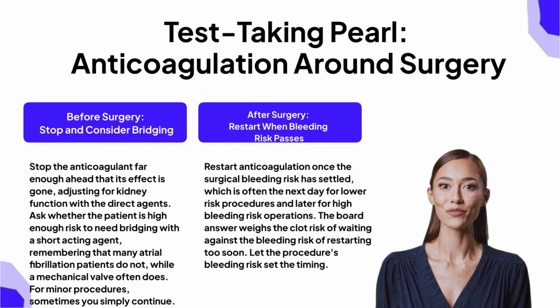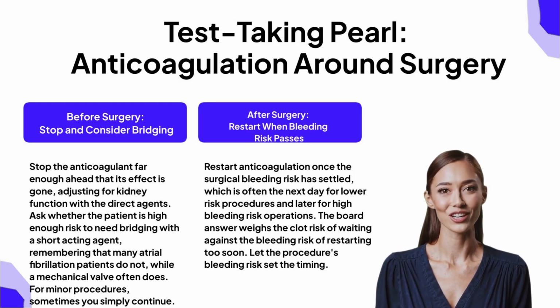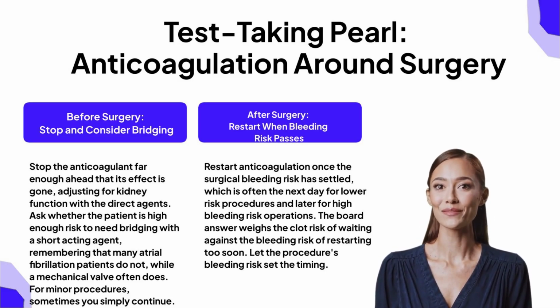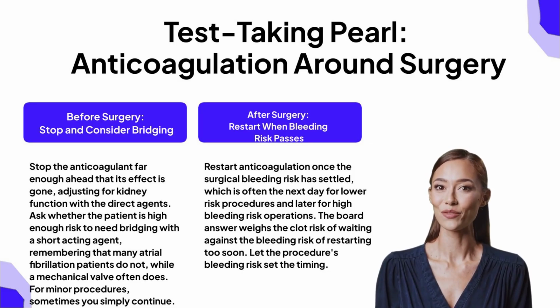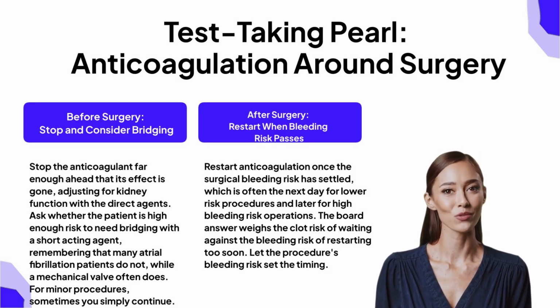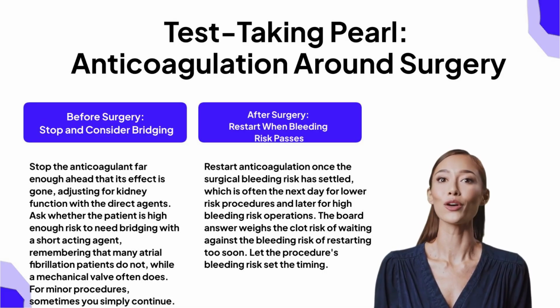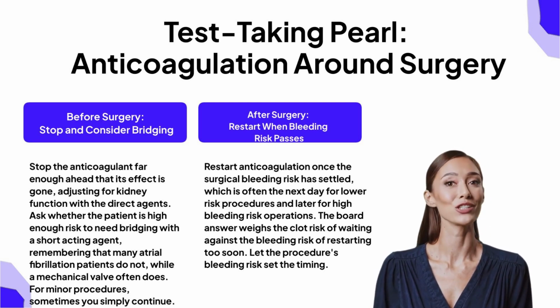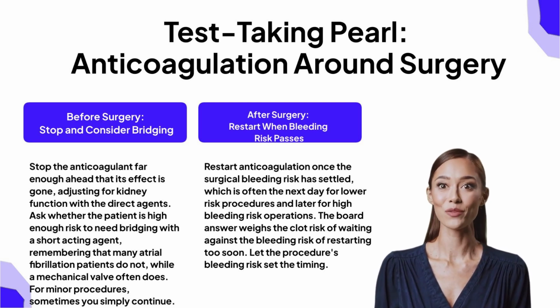After surgery, restart anticoagulation once the surgical bleeding risk has settled, which is often as soon as the next day for lower risk procedures and deliberately later for operations with high bleeding risk. The board answer always weighs the danger of a clot from waiting against the danger of bleeding from restarting too soon. Let the bleeding risk of the specific procedure set your timing, and these questions become far more predictable.